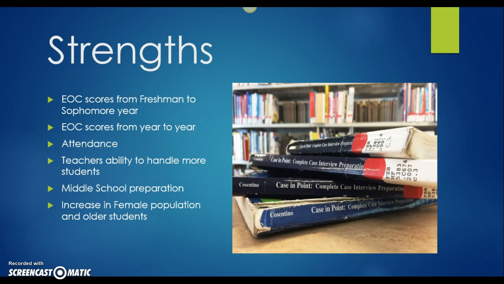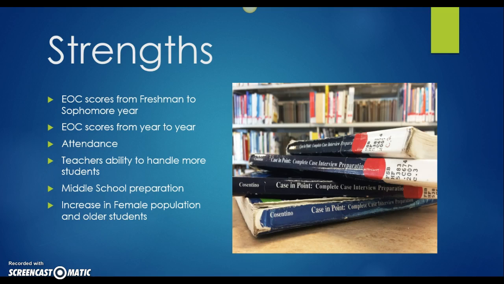Now, some strengths that I saw here I'd like to point out is our EOC scores from freshman to sophomore year. They grew. You look at our Algebra 1 scores and our geometry scores. The freshmen coming in and going to sophomore year improved their scores overall. If you look at the EOC scores from year to year, they actually increase. As you saw from 2013-14 to 2015-16, we actually did increase in our EOC scores.